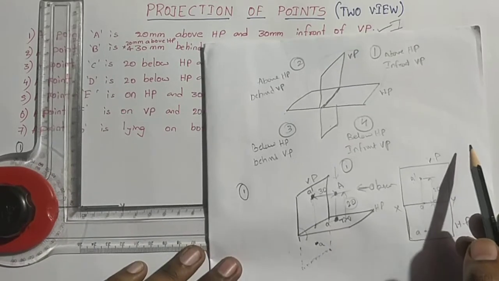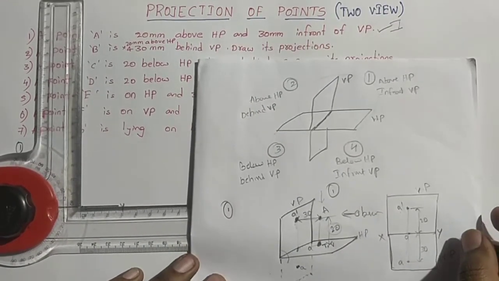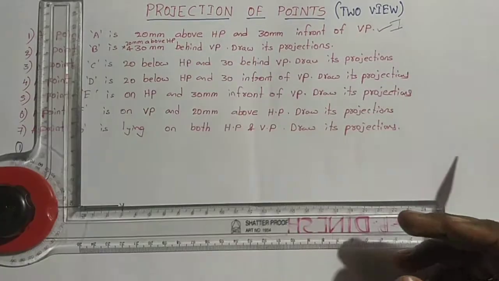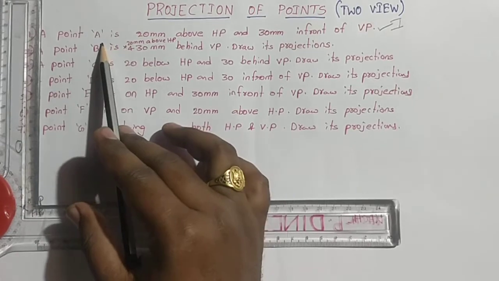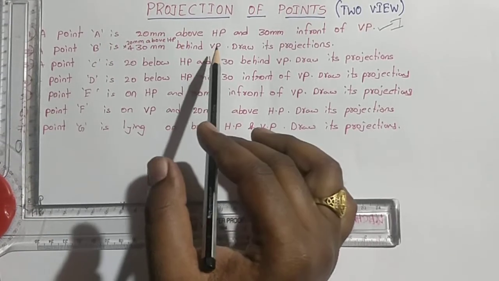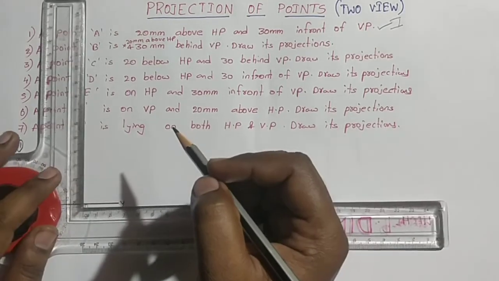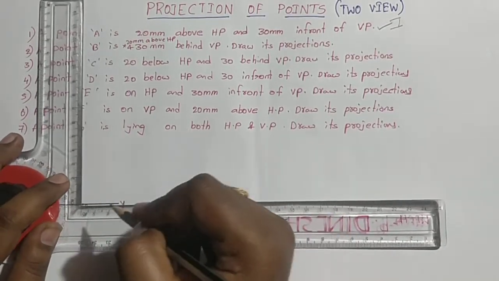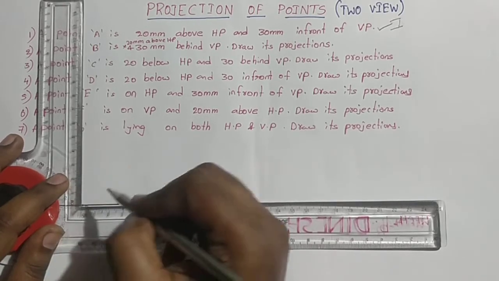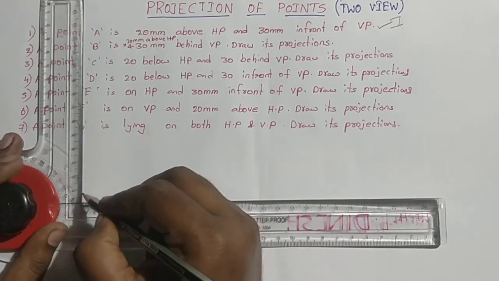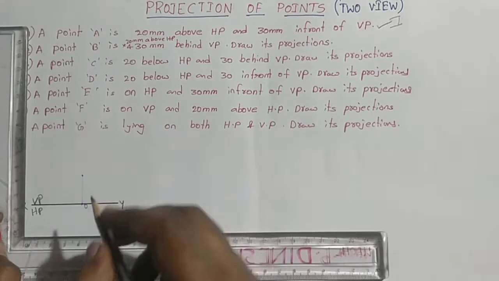Apart from this, we can draw directly from the given question. It is the easiest method. Observe, the problem is given that A is 20 mm above HP. Above HP means we can draw directly. Above means locate the point above XY with 20 mm. It is the point. From this point to this point distance is 20.